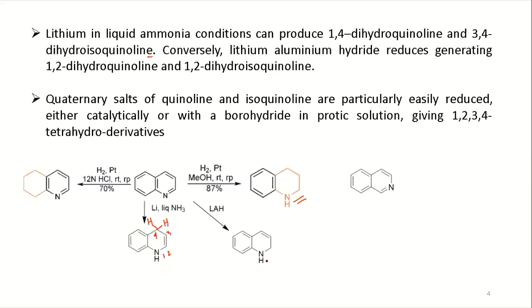Now, similarly, if you go for the isoquinoline, you'll have similar behavior. I'm not talking about regular reduction, just Birch reduction. You have 3, 4. So this is the 3, 4 position. So we have 1, 2, 3, 4. So 3, 4 position reduction. And if you use the LAH, you have 1, 2 position reduction. Okay, that you have to consider.